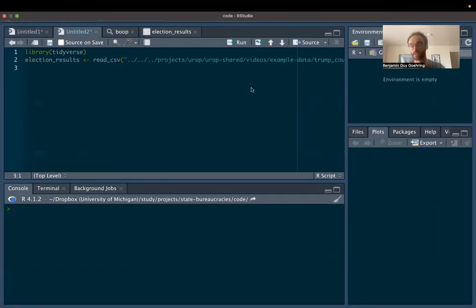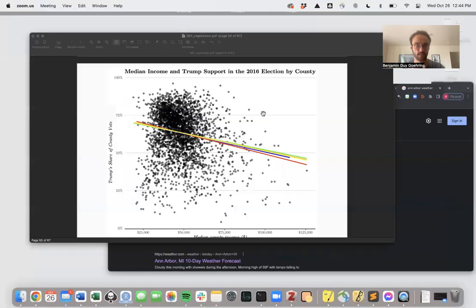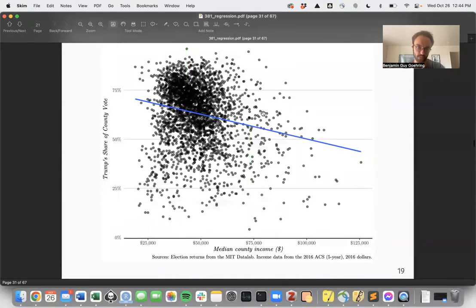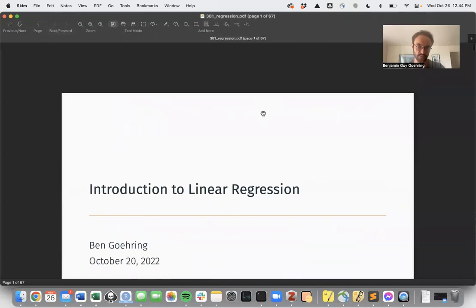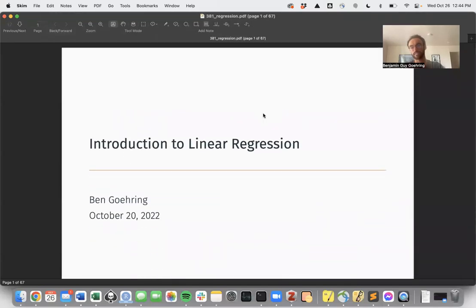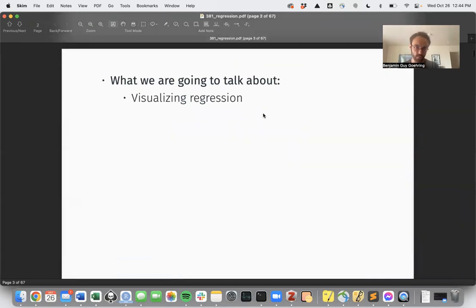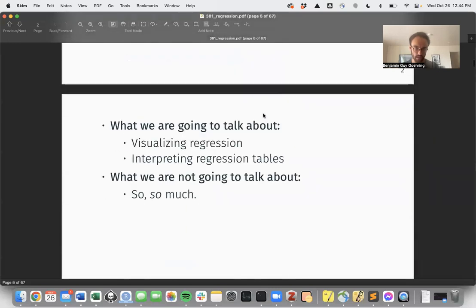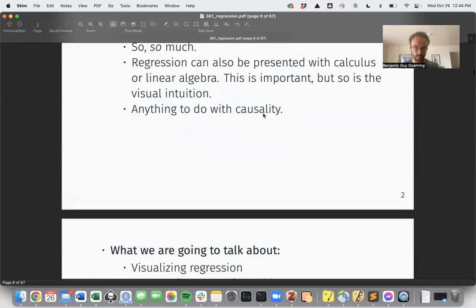So the last video, we took a break from R and I gave you a visual, intuitive introduction to regression. And this video is going to work through the same data, the slides from the last video, but I'm going to show you how to run some of your own regressions in R. So let's do a quick recap about what regression is.